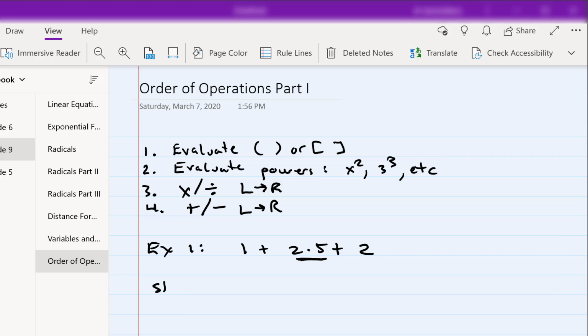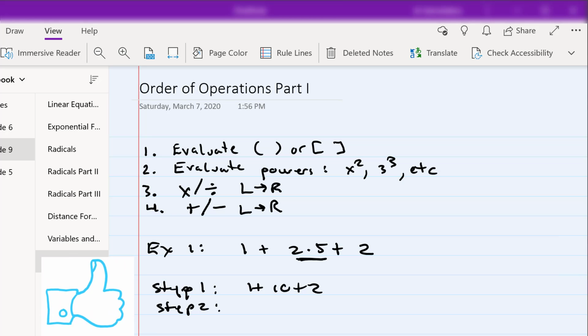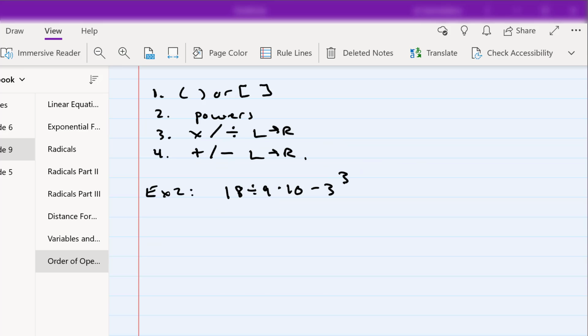So step 1 will be 1 plus 10 plus 2. Then step 2, we just have addition. So we use step 4, which says do addition or subtraction from left to right. Working from left to right, we have 1 plus 10 plus 2, which is just 13. So our answer is 13. Let us look at another example.